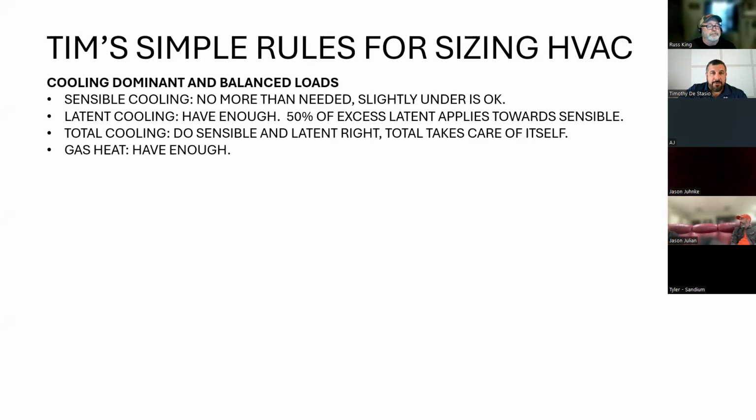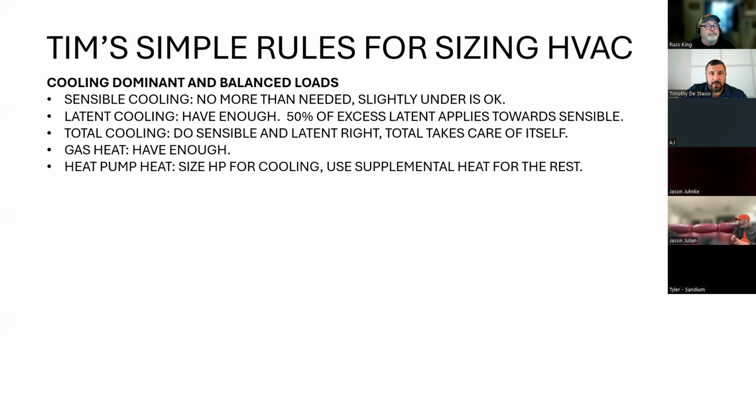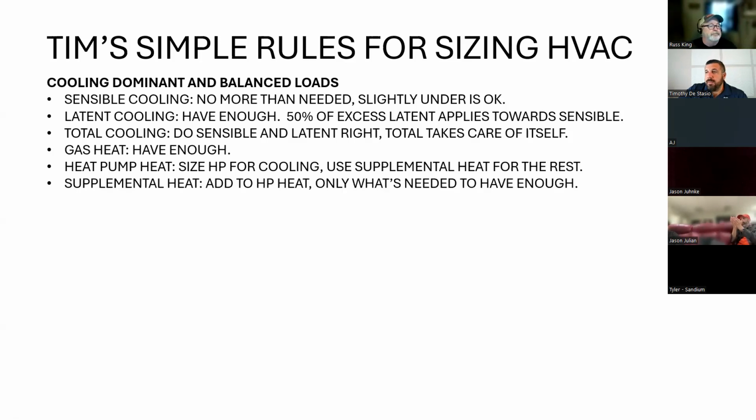Gas heat, have enough. No more than what you need, but just have enough. Heat pump heating size, again, this is a cooling dominant or maybe a balanced load. Size it for cooling, and you just use a little bit of supplemental heat for the rest. Because remember, Manual J kind of overinflates your heating load anyway. So, for example, my strip heat never runs on my unit. My heating load says it should, and it never came on a design day. So just keep that in mind.